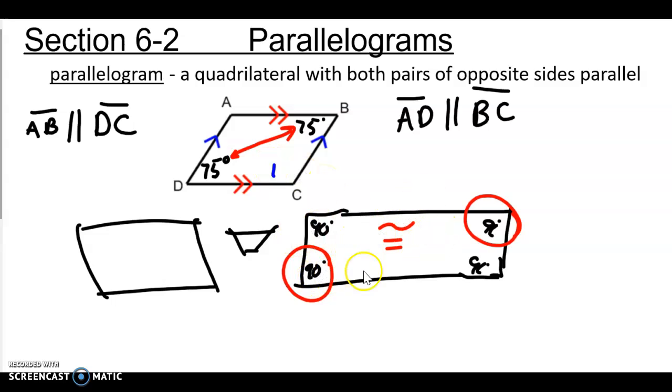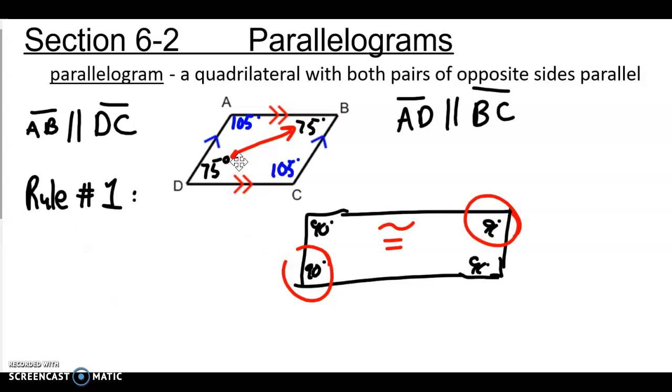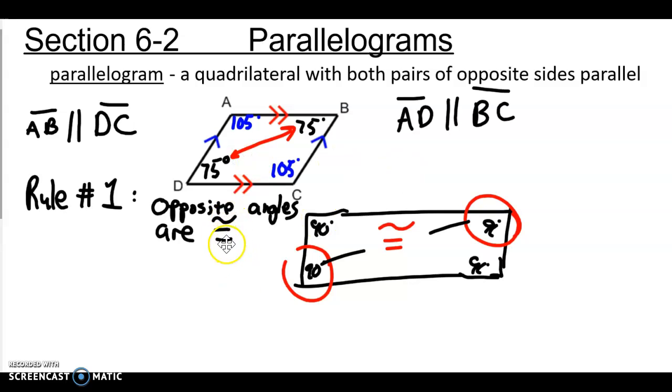That first rule is opposite angles. This is a 90 and a 90, this is a 75 and a 75, so that means your opposite angles are going to be congruent. Rule number one, opposite angles are congruent. That little equal sign with the tilde over it, that's congruent.